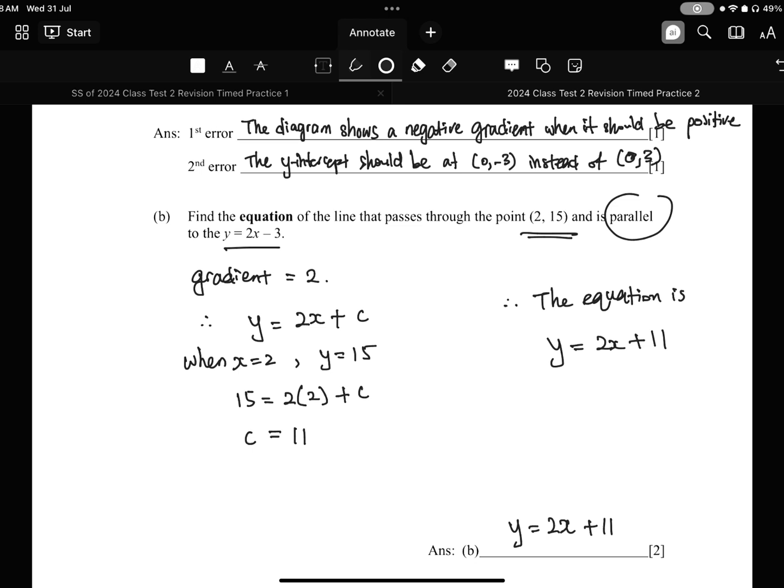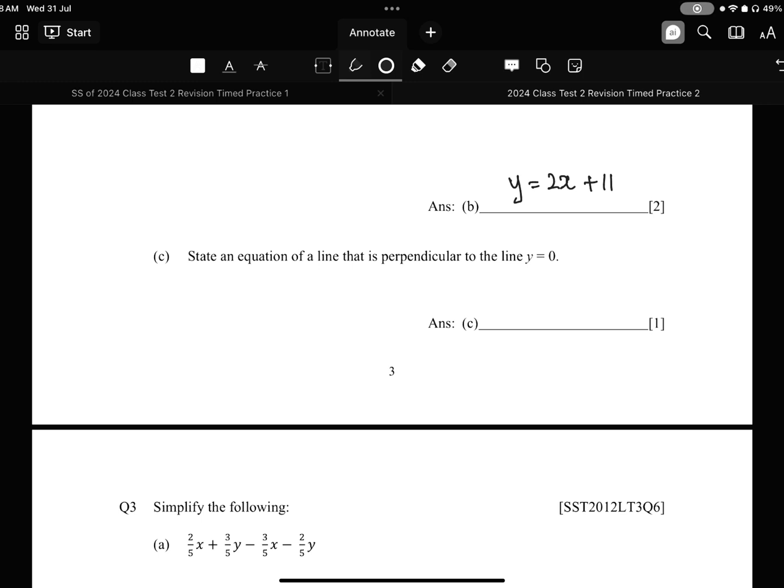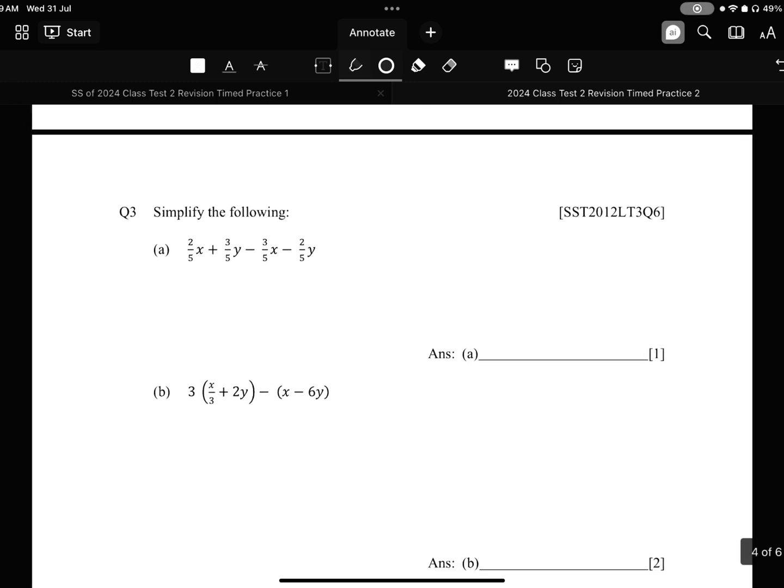Okay. Part C, state an equation of a line that is perpendicular to the line y equals 0. So y equals 0 is a horizontal line. Perpendicular to it, you want a vertical line. So I just need x equals a constant number. In this case, we just write x equals 0 or x equals something, right? That'll be fine. Okay, moving on.